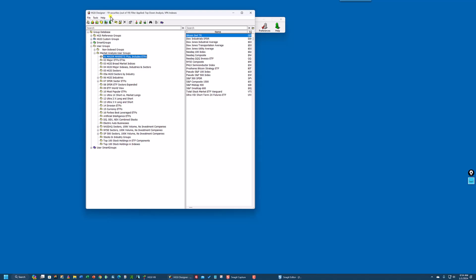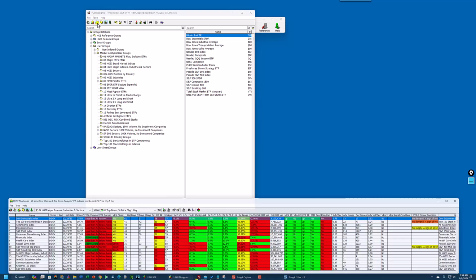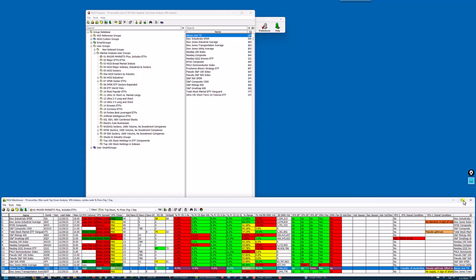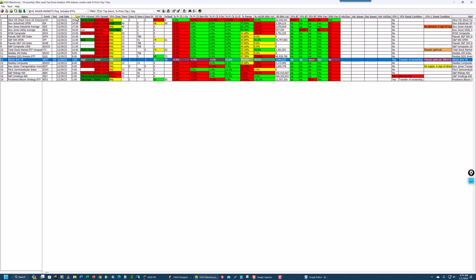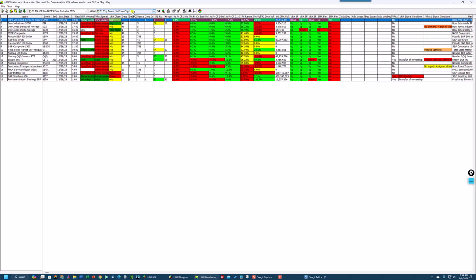I'll click on folder number 1. I'll click through to the warehouse view. Now I'm using my 32-inch monitor, so I get a lot of information on here. I'll just sort on this, a percentage price change one day. I'm in view number 1, and this shows me what happened on Friday.